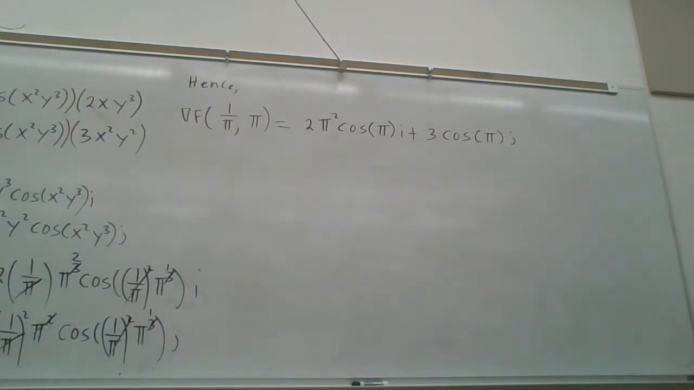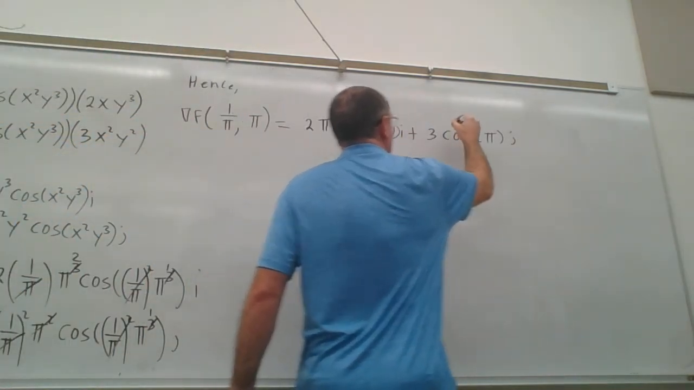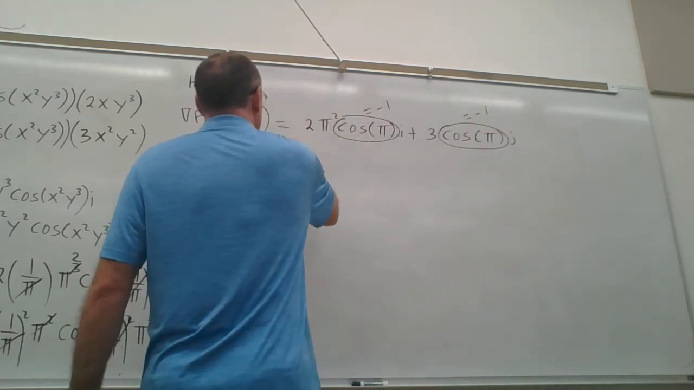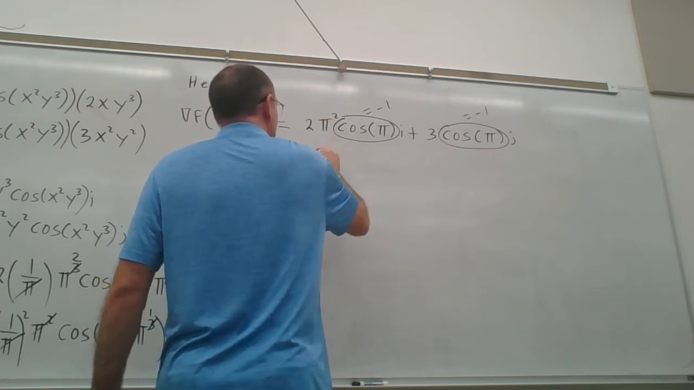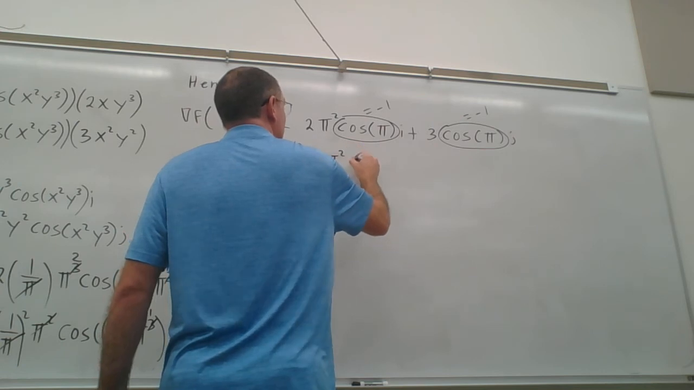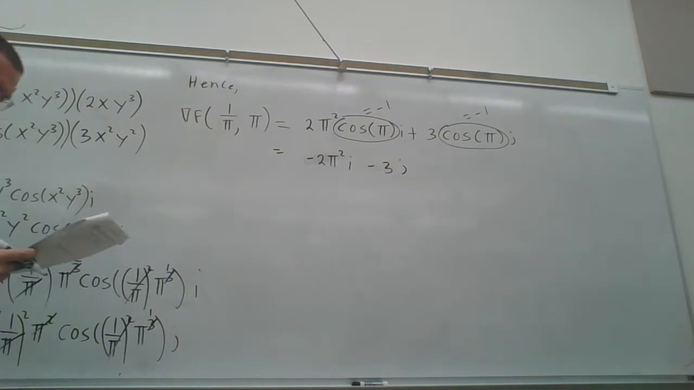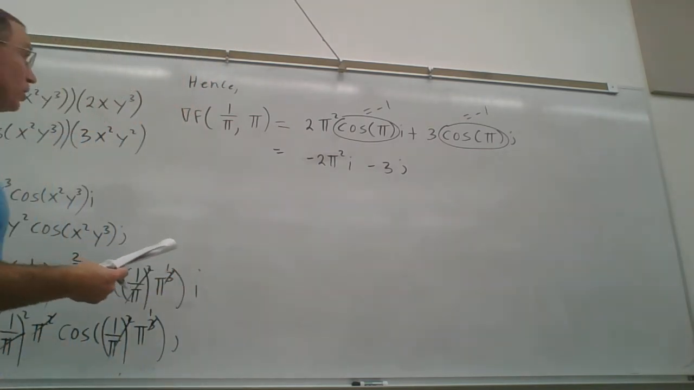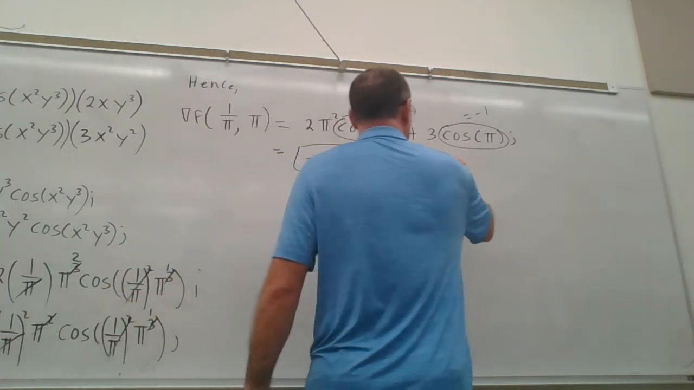All right, so the cosine of π is -1. Okay, so this becomes then, bring the minus in front, so the minus 2π squared i minus 3j. We can bring a minus sign up front if we wanted to. That's fine. So that's our gradient.